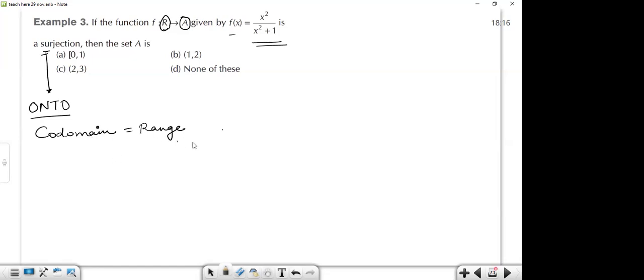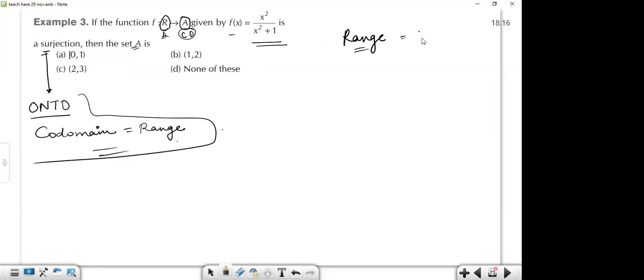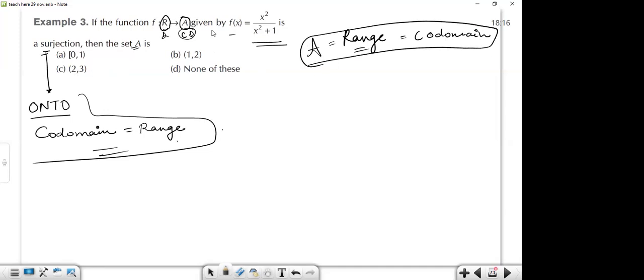This is the more right way to say it. So codomain is equal to range, and the function is given like this. This is the domain, and this is the codomain, and we have to find the codomain given that it is a surjective function. So first the function and its domain are given, so we'll find out its range. And as range is equal to codomain in the case of onto functions, we need to find out the range.